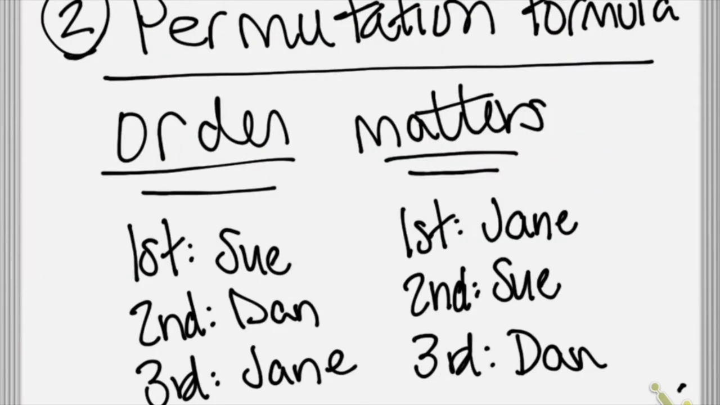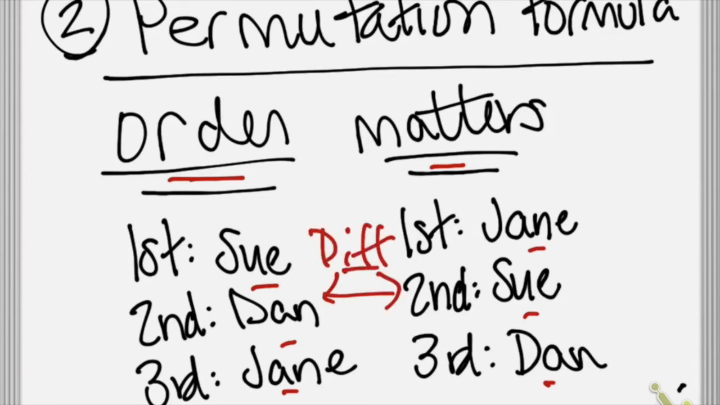Next I'm going to move on to the permutation formula. The key to this one is that the order matters. If I'm looking at who gets first, second, and third, and I tell you it's Sue, Dan, and Jane, that's different from saying it's Jane, Sue, and Dan. So these are 2 different results. Order matters.